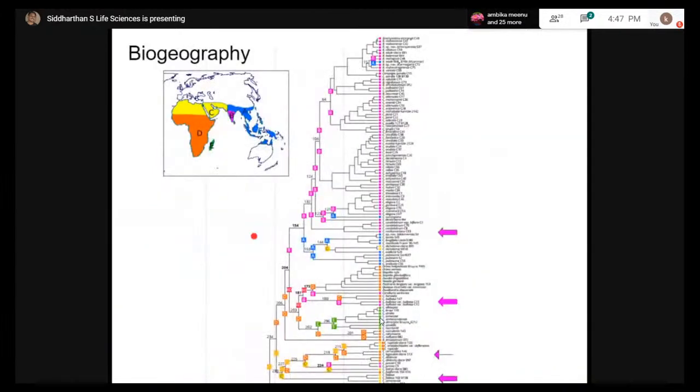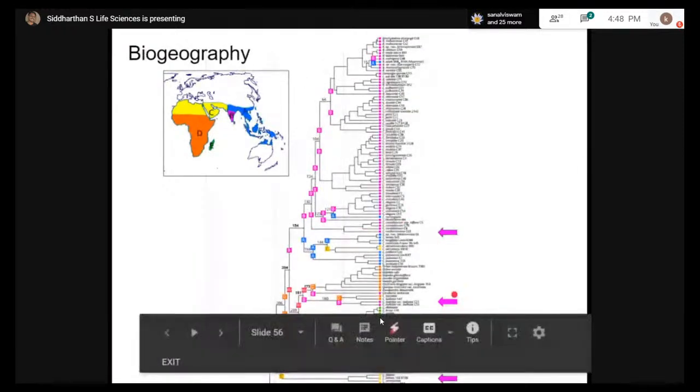But still there's a lot to be done in this group. The resolution of the trees can be improved, by taking more genetic data, and it's better to include more data. I'll talk about it in the conclusion and the results. And as I mentioned earlier, there are four different dispersals into India. One dispersal gave rise to the entire Indian flora.